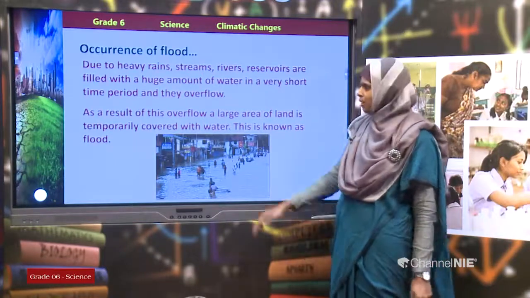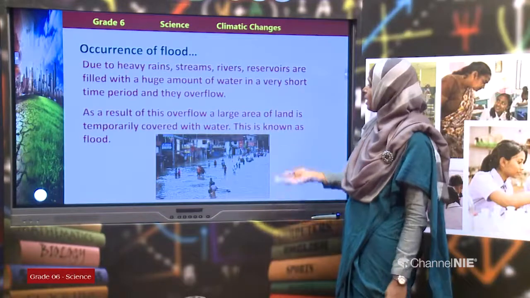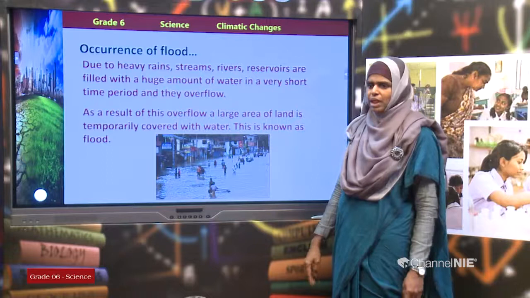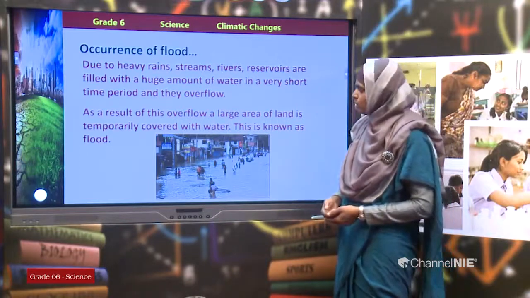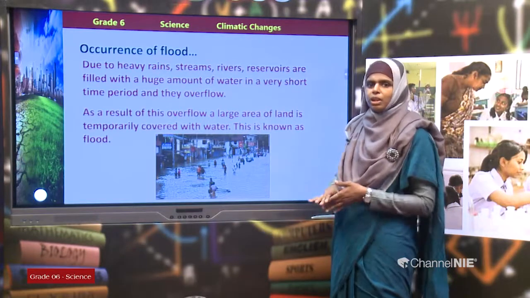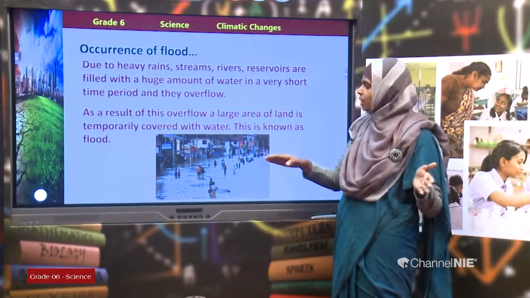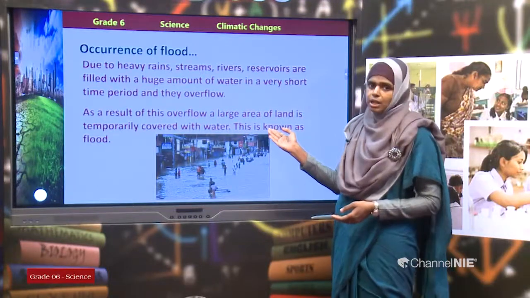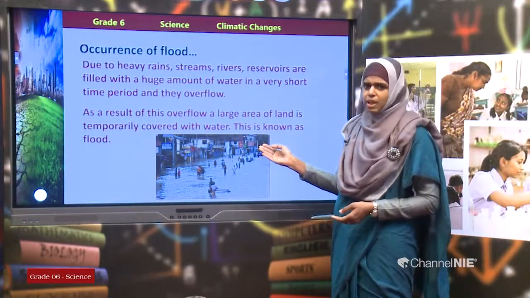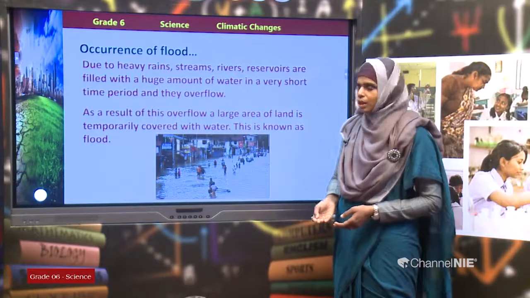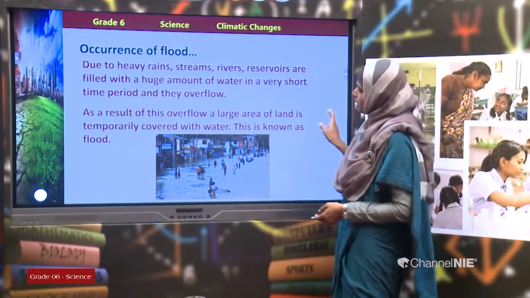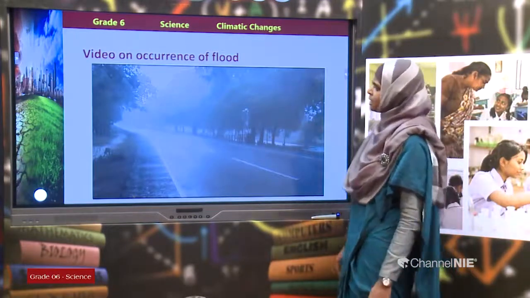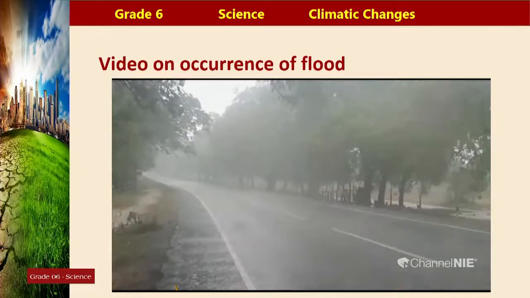And as a result of this overflow, a large area of land is temporarily covered with water. Whenever the water in the river or streams overflows, it would flow out of the boundaries of the river and cover a large area surrounding the river. This is called a flood, children. You might have experienced a flood, or you have seen floods on TV. So, it is a disaster. Let's look at a video on the occurrence of a flood, how a flood would occur.